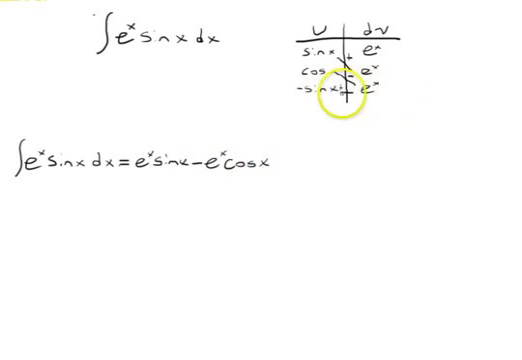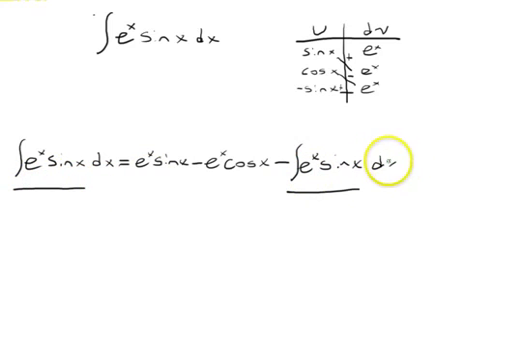And then my last entry here in the table is my integral, so it's going to be minus the integral of e to the x sine x. But these two integrals here are the same. And just like I can move other terms around an equation, I can move this integral to the other side by adding it to both sides.